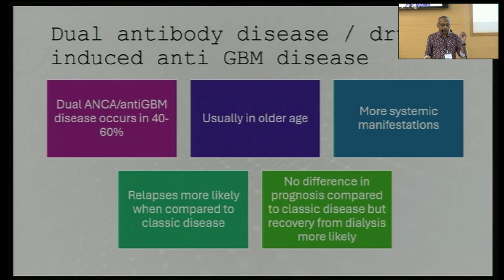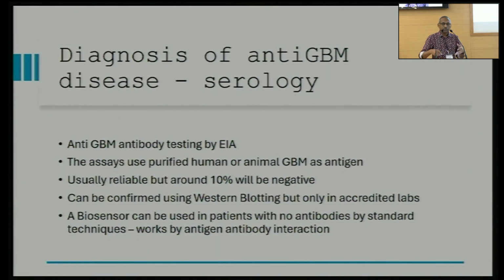Then there is a little bit of dual antibody. I'll talk a little bit about this later. It occurs in about 40% of disease. There are dual antibodies, both ANCA antibodies as well as anti-GBM antibodies. Usually in older age with more systemic manifestations, and one of the things is that relapses are more common in this disease, but that is because of the ANCA, not because of the anti-GBM antibodies.